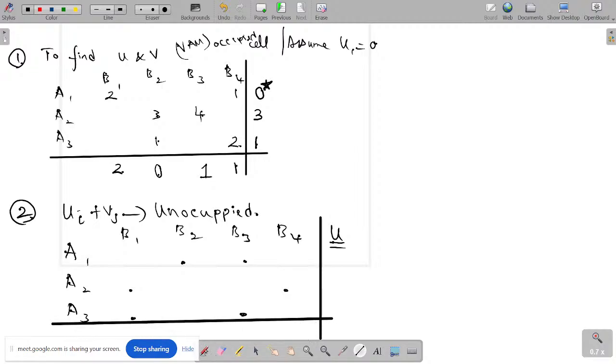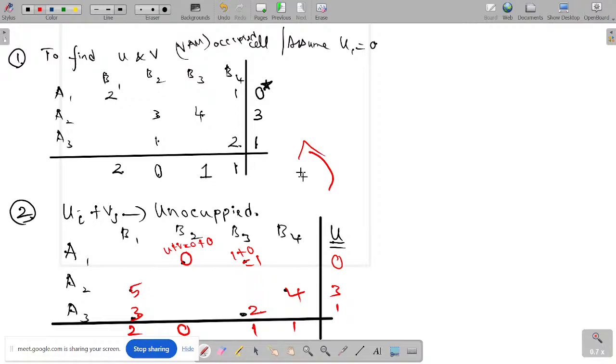So the U values from the earlier table we copy: 0, 3 and 1. The V values are 2, 0, 1 and 1. So let us find A1, B2. You add 0 plus 0, 0. That is U plus V. It is 0 plus 0, 0. This is 1 plus 0, which is 1. This is 2 plus 3, which is 5. This is 2 plus 1, which is 3. And this is 3 plus 1, which is 4. And this is 1 plus 1, which is 2. So we found all the values. This is table number 2.